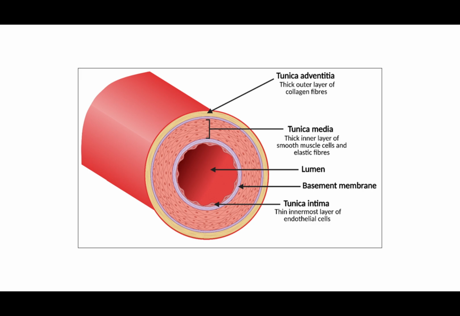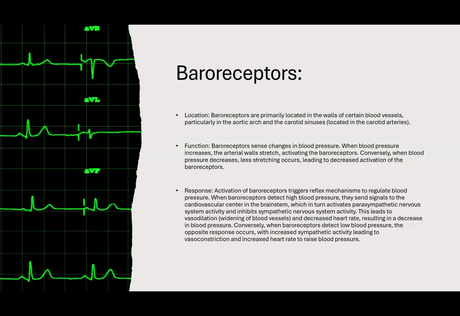Yeah, it is. All right, so that is generally the structure of the artery. Now the baroreceptors are located within the walls of our blood vessels, particularly in the aortic arch and the carotid sinuses. These are present to sense changes in blood pressure. So when the arteries stretch, it activates baroreceptors. Conversely, when blood pressure decreases, less stretching occurs, leading to decreased activation of baroreceptors. When the baroreceptors are triggered, it triggers reflex mechanisms to regulate blood pressure.